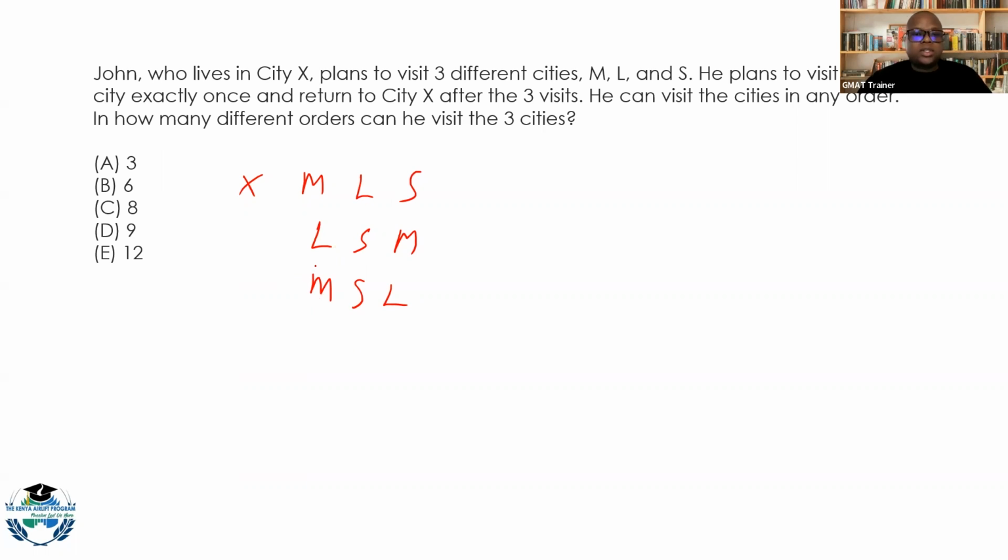This question is asking in how many ways he can visit the 3 cities in no given order, and there's nothing to be picked out. Since there are 3 cities, he can visit them in 3 factorial ways. This is 3 times 2 times 1, which is 6 ways. So the correct answer is choice B, B as in boy. He can visit the 3 cities in 6 different ways.